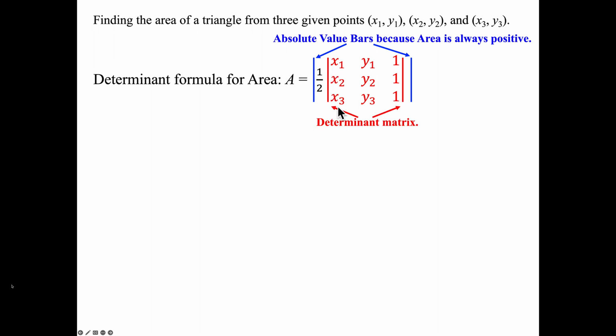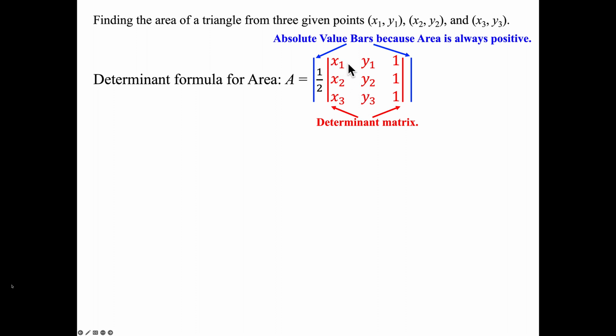So we're just going to put absolute value bars around the formula, and that's going to be 1/2 times the determinant. So everything in here in red, this is the determinant. So don't get confused between the two sets of bars. Your third column in your determinant will always be ones, and then your column 1 and column 2 will be your x coordinates and your y coordinates.